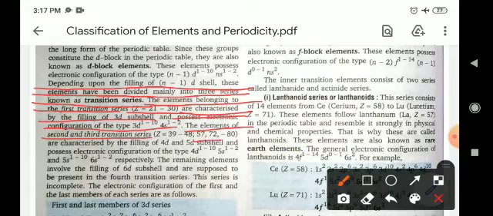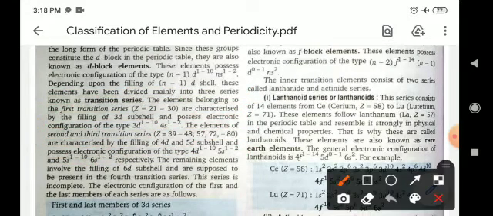to 48 and 57 and 72 to 80, are characterized by the filling of 4d and 5d subshells and possess the electronic configuration of 4d 1 to 10, 5s 1 to 2, and 5d 1 to 10, 6s 1 to 2, respectively.